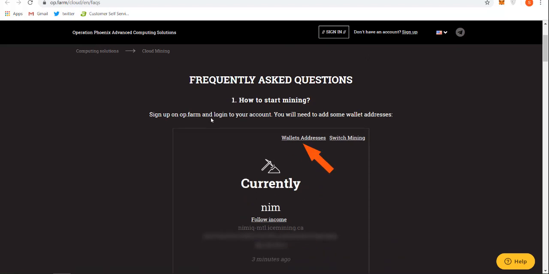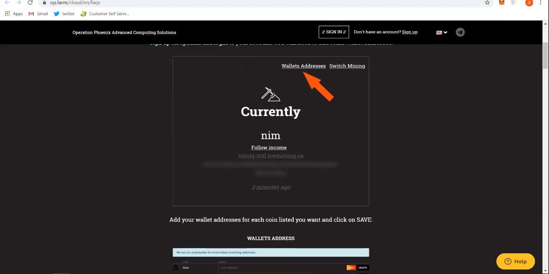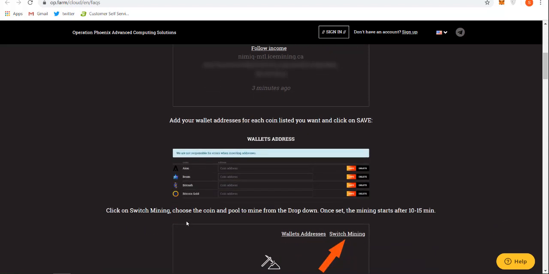So now let's see how to start mining. Sign up. It is really easy. Sign up, enter your email and you're good to go. Add your wallet address for each coin listed you want and click on save. Means for example, if you are mining Beam coin, then you have to add your coin address and then you can just click on save and your wallet address will be saved and you will be getting a daily payout directly to your wallet address.